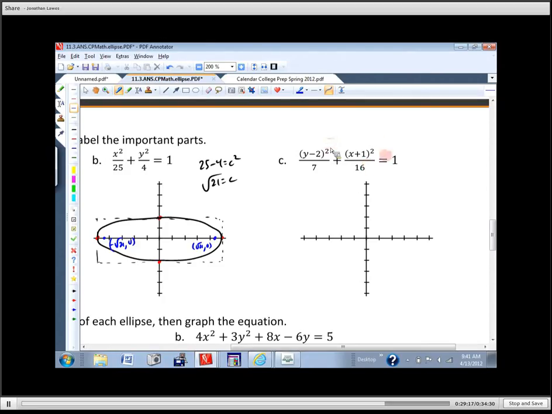Which way is the major axis here? It is vertical. No, it's still horizontal. It's horizontal, isn't it? Because the bigger one's underneath the x. Okay, all of those are horizontal. I should switch this for next semester. Okay, where's the center?